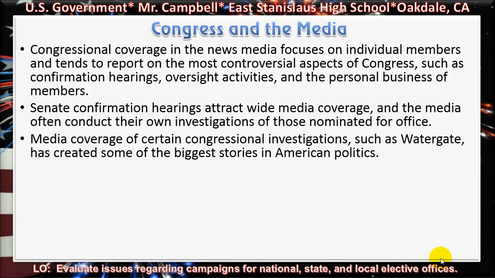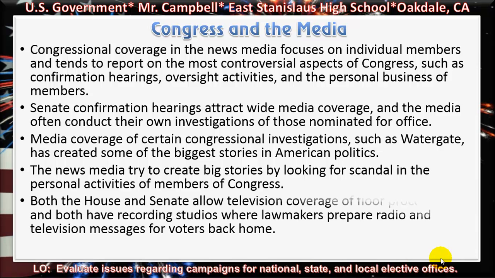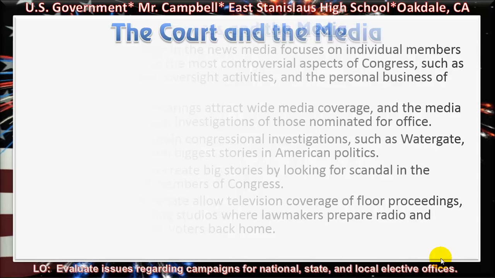Media coverage of certain congressional investigations, such as Watergate, has created some of the biggest stories in American politics. The news media try to create big stories by looking for scandal in the personal activities of members of Congress. Both the House and Senate allow television coverage of floor proceedings, and both have recording studios where lawmakers prepare radio and television messages for the voters back home.